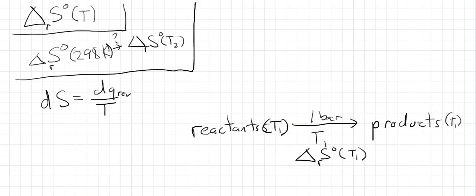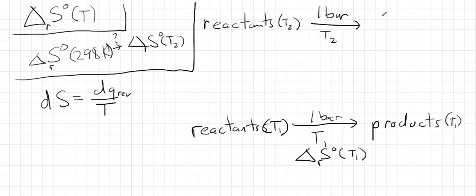Right? So if we do products minus reactants and we look up the entropies at 298 from the back of the textbook, this is what we're going to get. What we want is to take the reactants at T2 and react them at T2. And once again, we're still going to be at 1 bar here to get the products at T2. So this is what we're looking for.